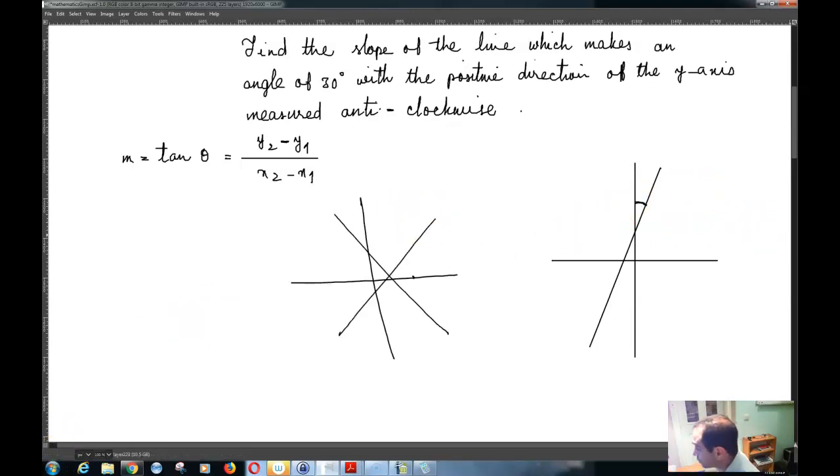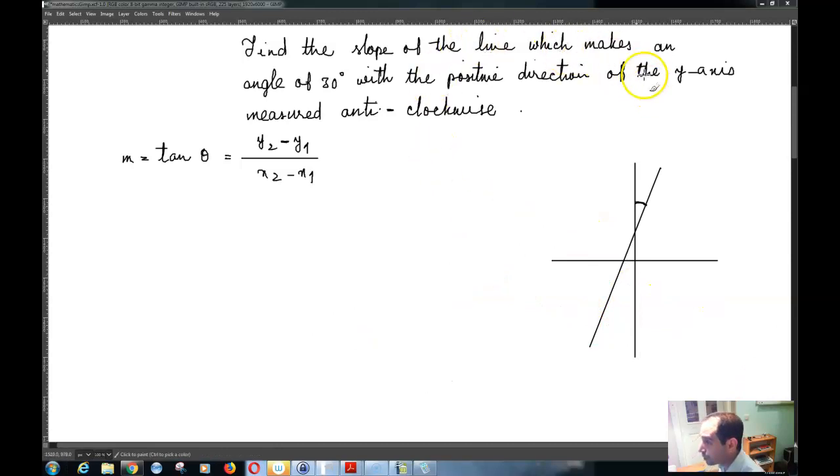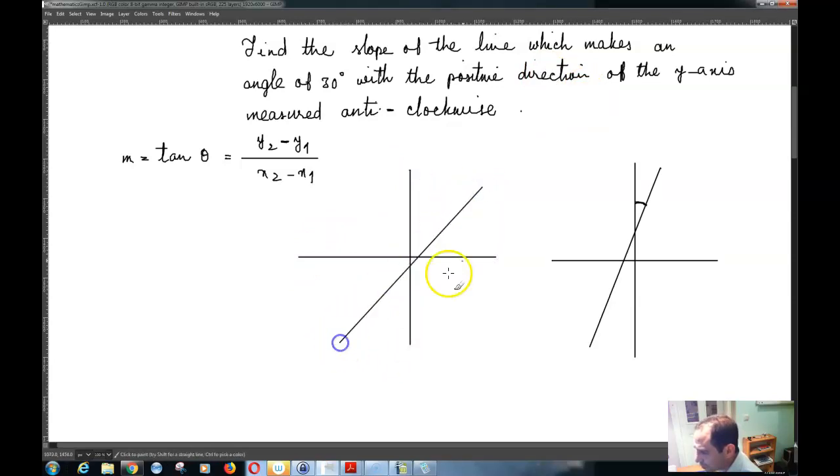Okay, so basically I had to do a couple of experiments here to understand. When you say, for example, the positive direction of the x-axis, what that means is that if you have a line over here, where the two lines intersect, this will be the positive direction of the x-axis, and this would be the negative direction of the x-axis.